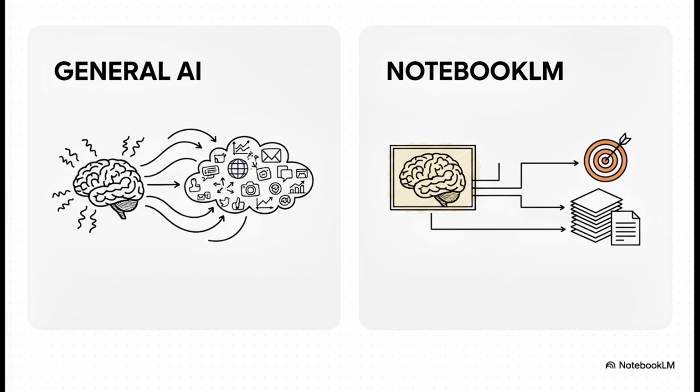Now, you're probably thinking, hey, can't I just use a regular AI for this? And that's where the big difference comes in. A general AI, it pulls from the entire internet. That means it can get sidetracked, or worse, it can make stuff up, what we call hallucinating. Notebook LM is totally different. It is laser-focused, building its knowledge only from the files you give it. Everything is grounded in your sources, which means you can actually trust it.